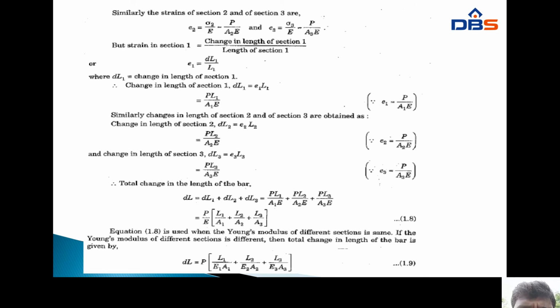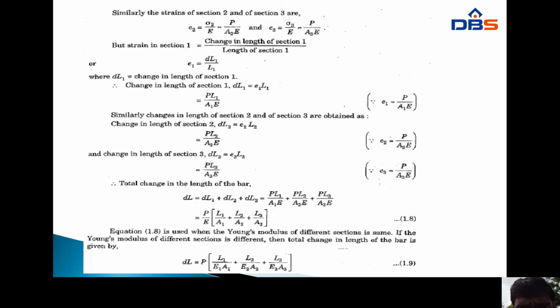In this equation, the Young's modulus of elasticity of the different sections is the same. If the Young's modulus of elasticity is different for each section, then the change in length is given differently. The above equation, dl equals P by E into L1 by A1 plus L2 by A2 plus L3 by A3, applies when the Young's modulus of elasticity is the same in all three sections.